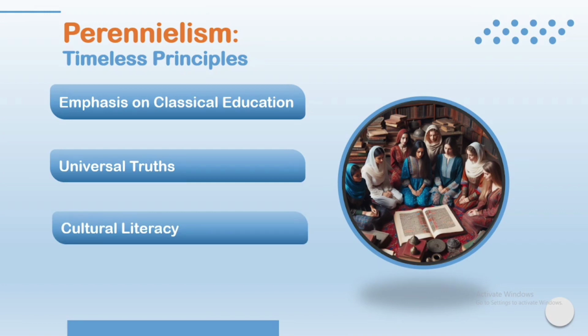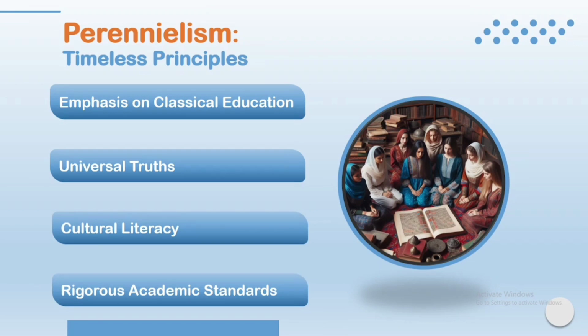The curriculum often includes a canon of essential readings and cultural references to ensure students acquire a shared cultural literacy. This approach aims to cultivate a sense of continuity with the intellectual heritage of the past. Perennialists advocate for a rigorous and academically challenging curriculum to develop critical thinking skills, analytical abilities, and a deep understanding of fundamental concepts. Perennialism is often associated with a structured and traditional approach to education, emphasizing the importance of foundational knowledge in various disciplines.